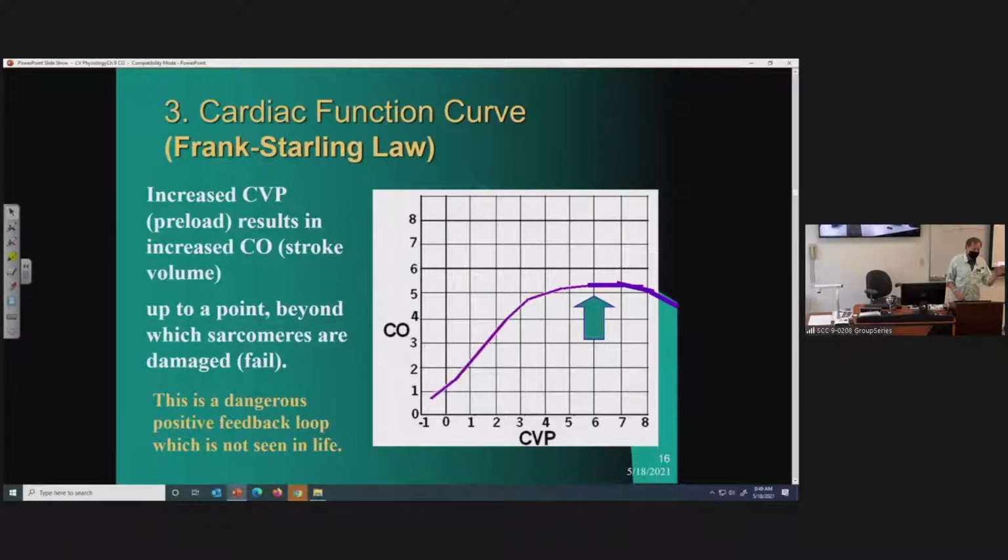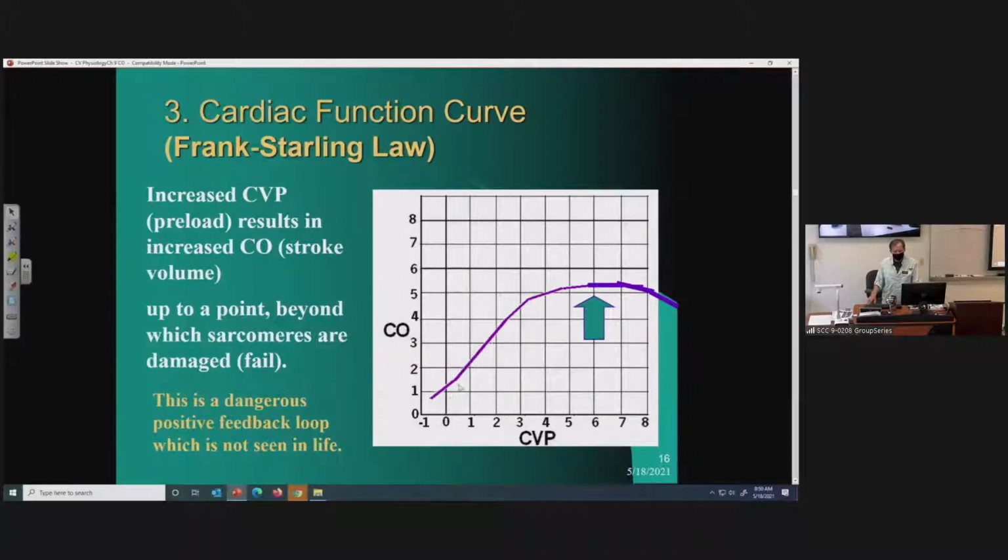Which, there's cause and effect. And so if you give somebody more volume in their heart, it kicks harder. That's the cardiac function curve. In reality, these things all work together, and we'll put them both together in a minute. But to study them, we like to isolate them and manipulate them and then understand them.